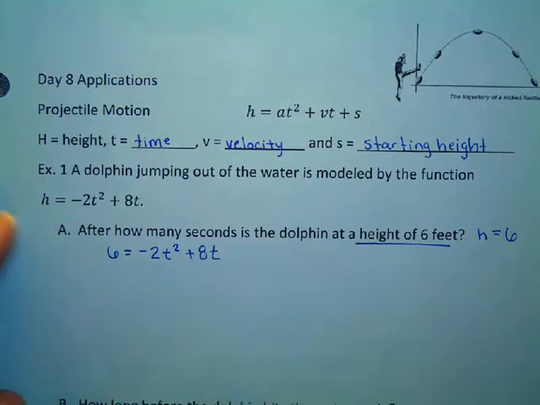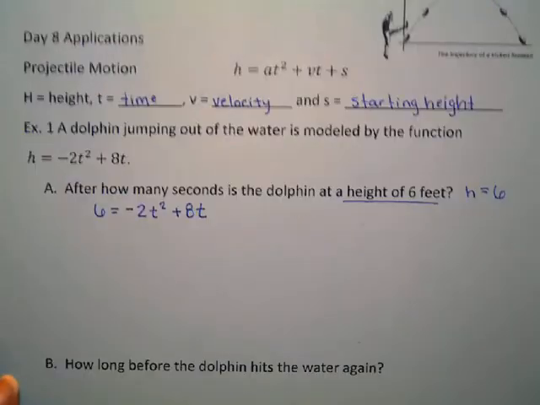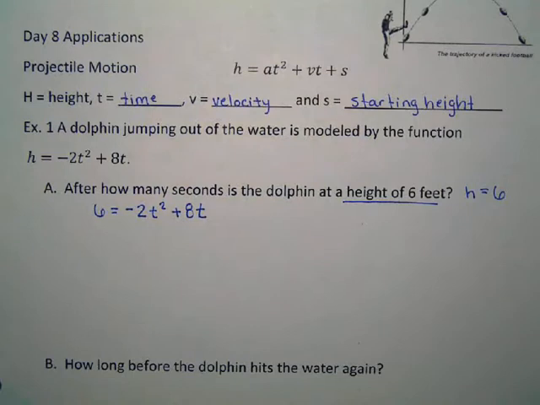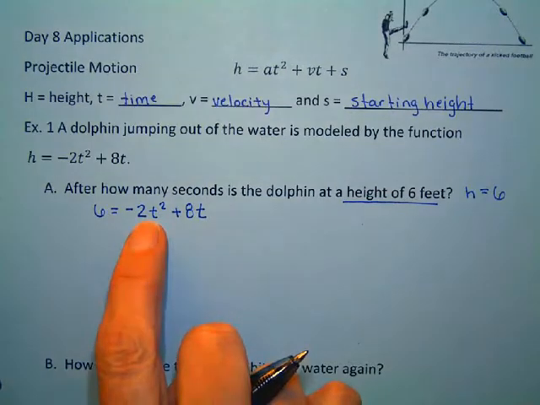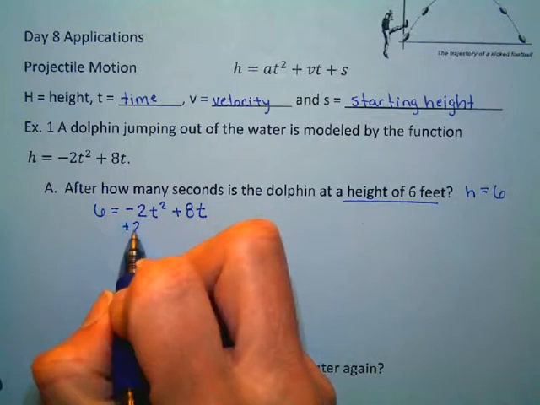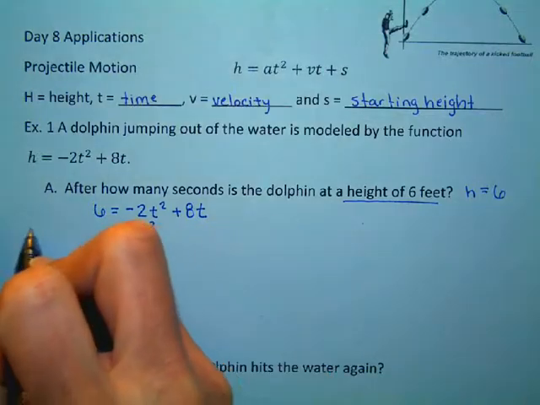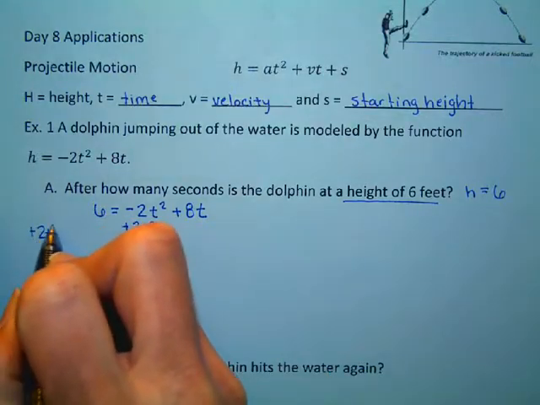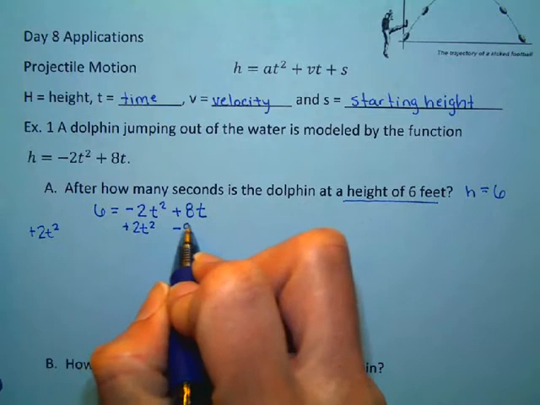This chapter we've learned lots of ways to solve a quadratic. In a quadratic, when it's standard form, we typically want to have the squared term positive. So I'm going to move all of these to the left side by adding the 2t squared to the other side. I want that to go to this side. I'm going to take the 8t and subtract the 8t to the other side.